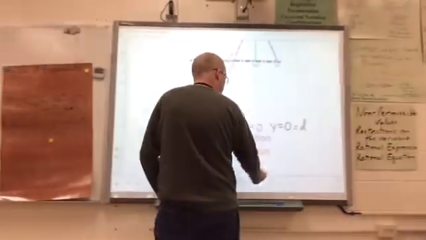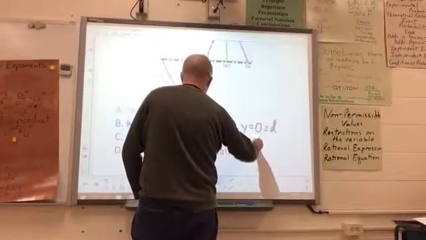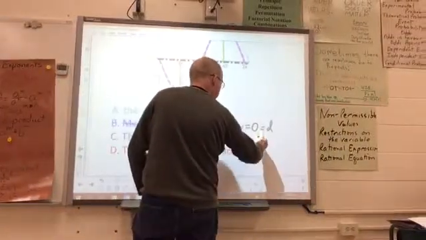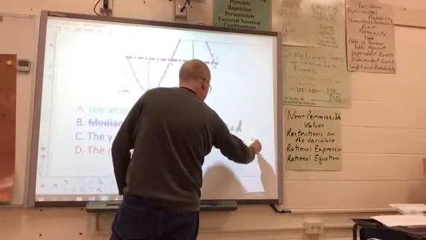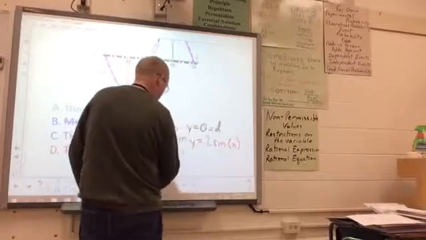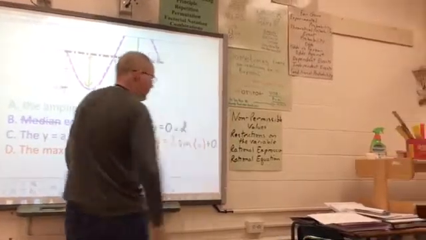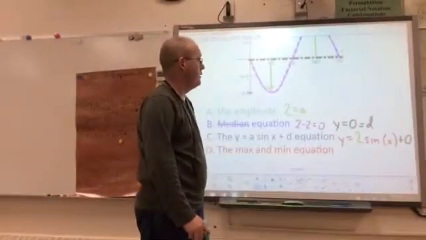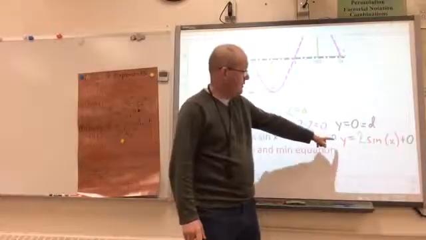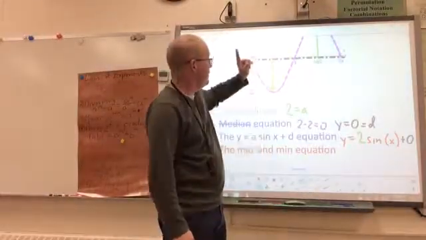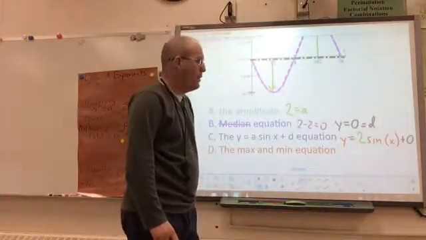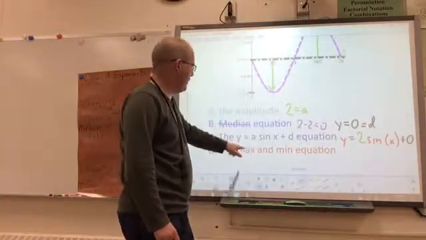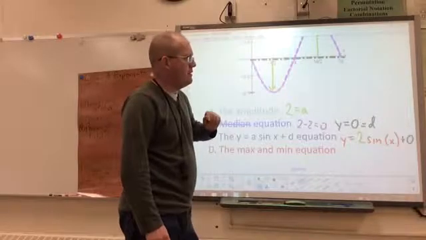This is y equals 2 sine of x plus 0. Now, you can grab your graphing calculator and graph this. 2 sine of x. Oh, this is in radians, so let's skip that for the moment. Now, we'll do the graphing later. Graphing in radians is a different class.